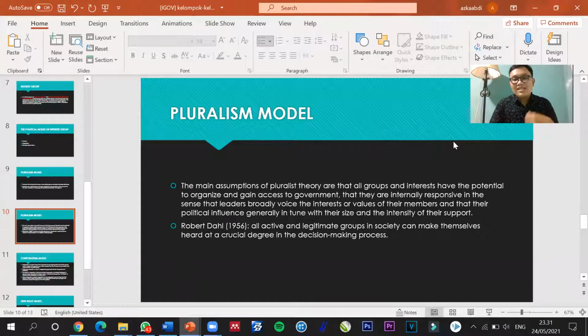The main assumptions of pluralist theory are that all groups and interests have the potential to organize and gain access to the government, that they are internally responsive in the sense that leaders broadly voice the interests or values of their members, and that their political influence is generally in tune with their size and the intensity of their support. Robert Dahl explained that in the pluralism model, all active and legitimate groups in a society can make themselves heard at some crucial stage in the decision-making process.